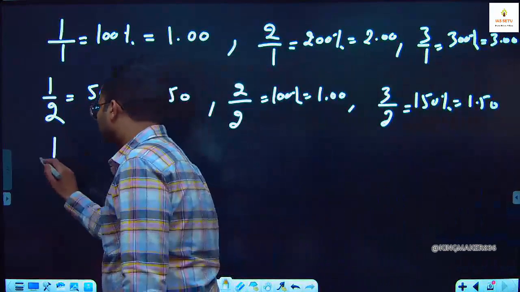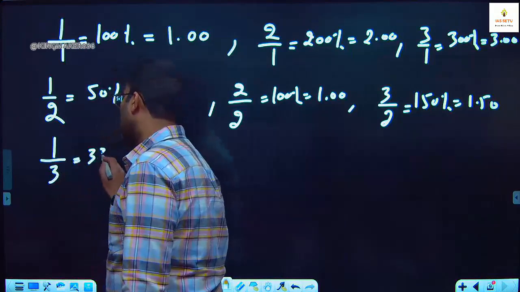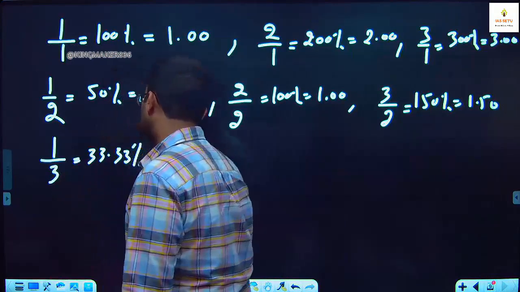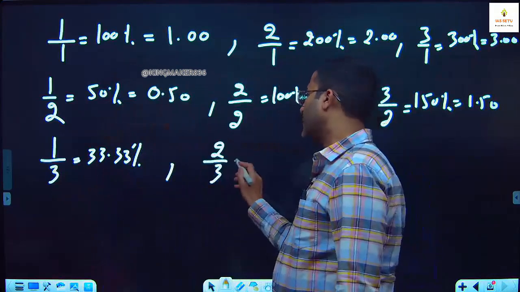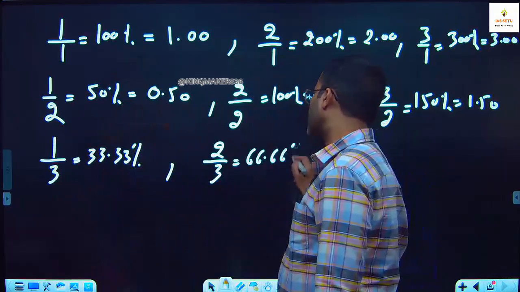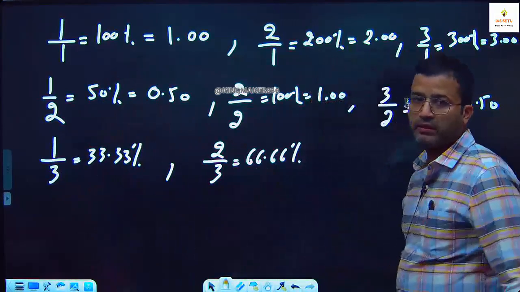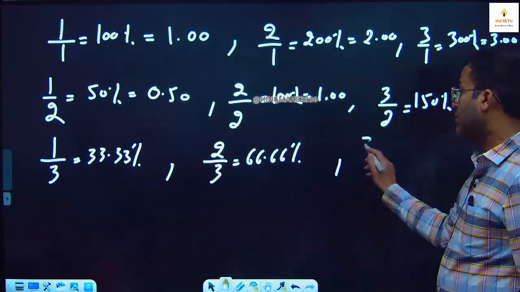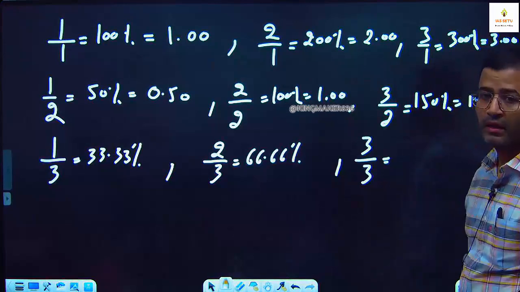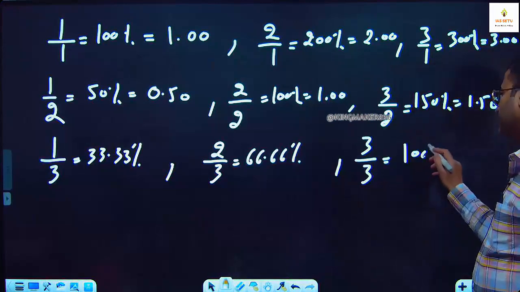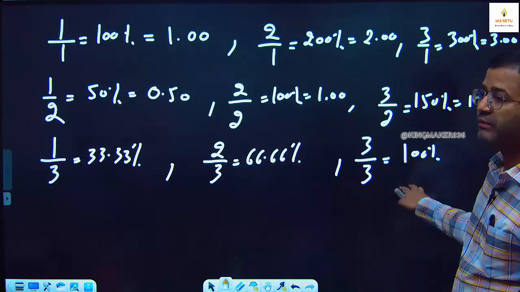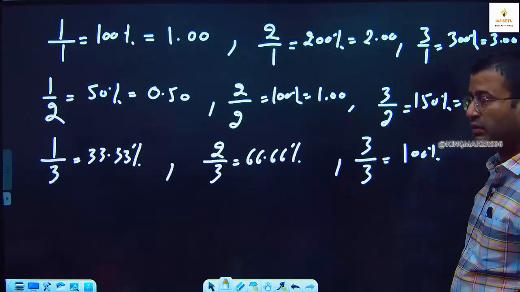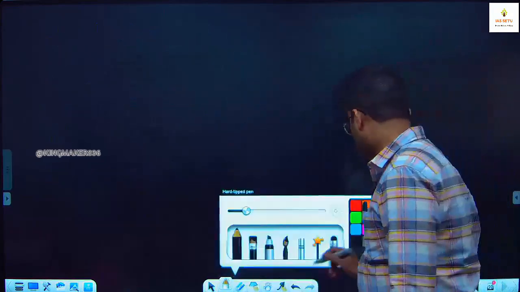Now here next is 1 by 3, 33.33%. 2 by 3, 66.66%. 3 by 3, 100%. Some students think it is 99.99%. Okay, like here.